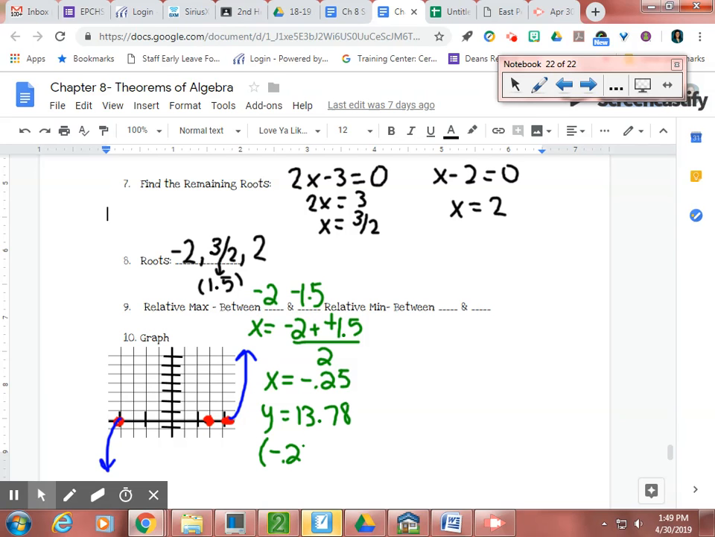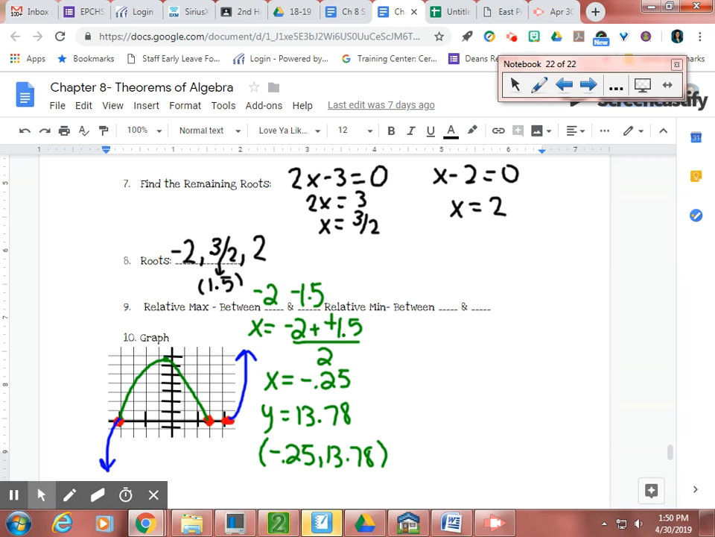So you can think of it as an ordered pair. If you go back 0.25 and up, I'm going to make these boxes going by 2. So 2, 4, 6, 8, 10, 12, 14. That first one is going to go right there. That's going to be our maximum.